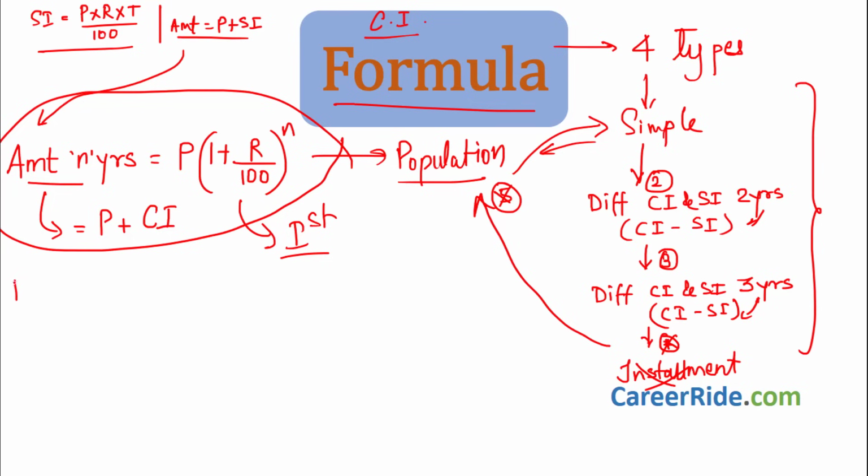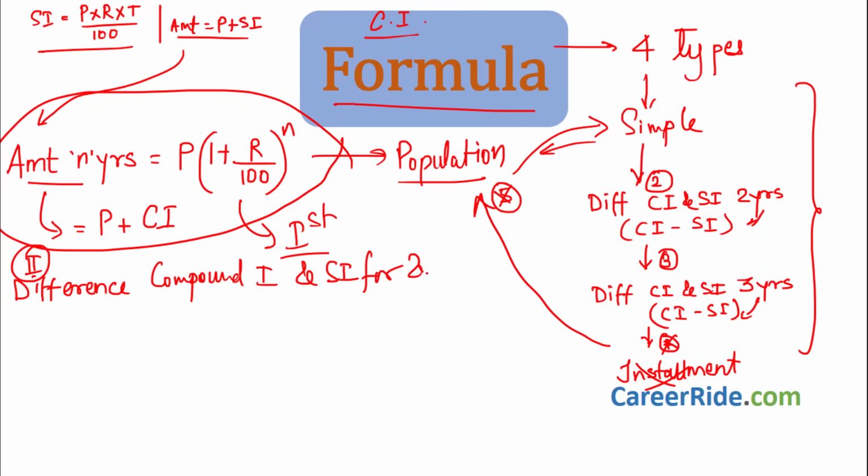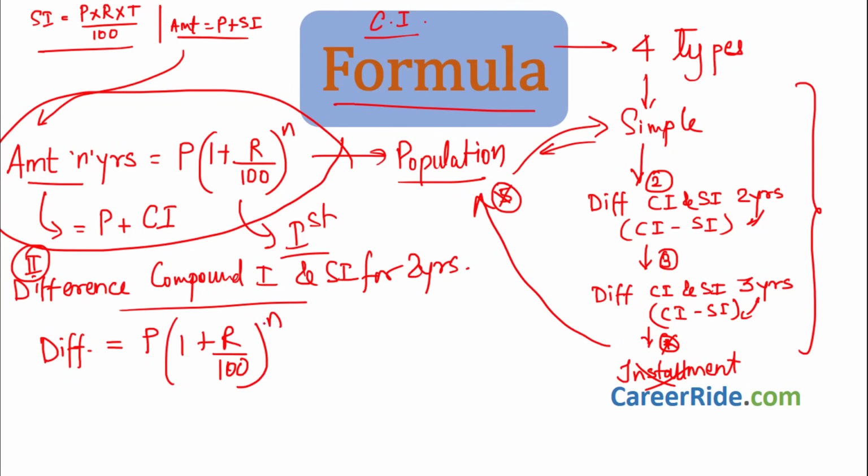Now let's go on to the second category. If the difference between compound interest and simple interest for 2 years is given, then what is the formula? The difference will be equal to P, just like over here. Write this formula over here. What do we get? 1 plus R upon 100 raised to n. We have written the same formula.